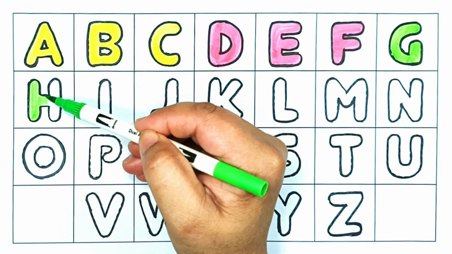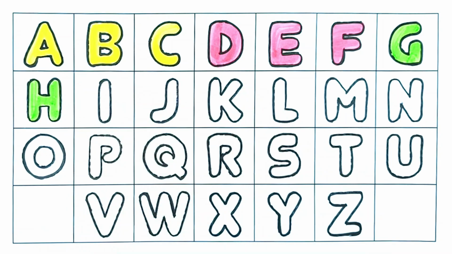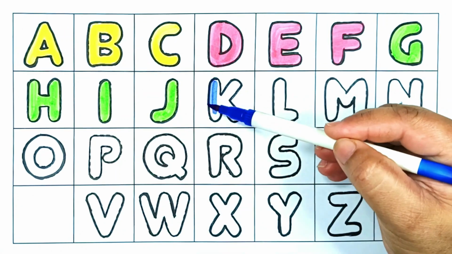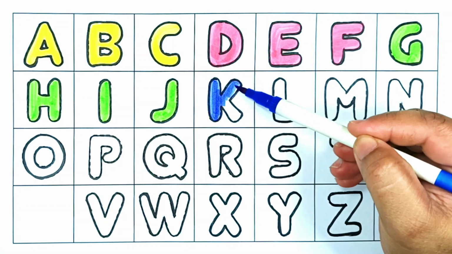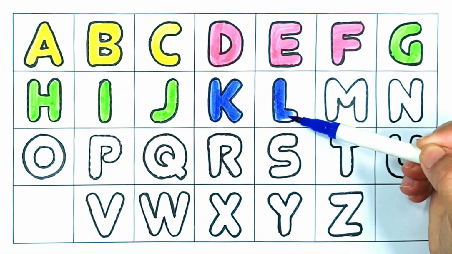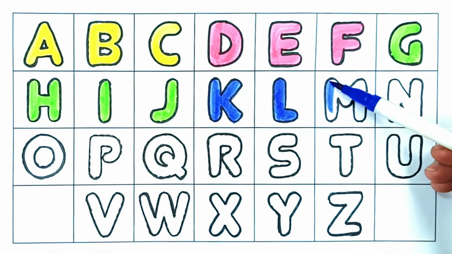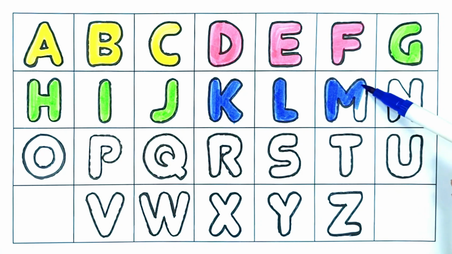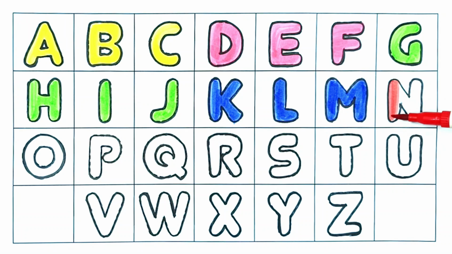H for hat. H for hat. I for igloo. I for igloo. J for jam. J for jam. K for kite. K for kite. L for lamb. L for lamb. M for man. M for man. N for net. N for net.